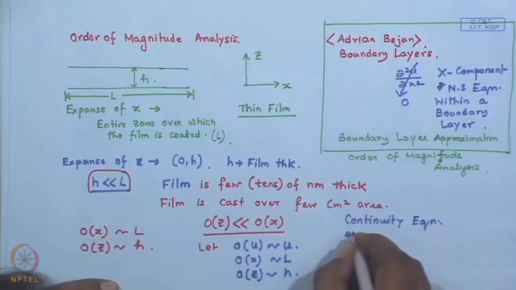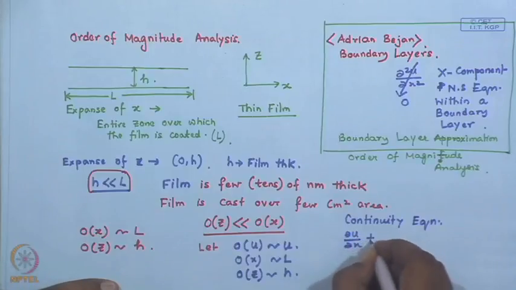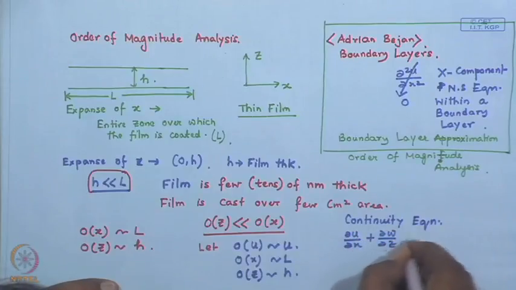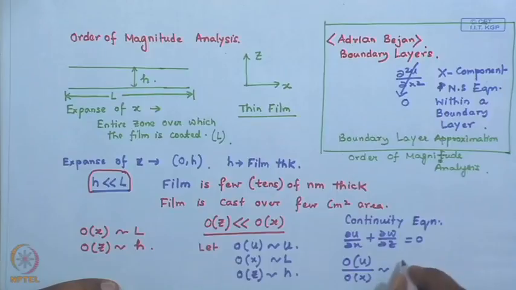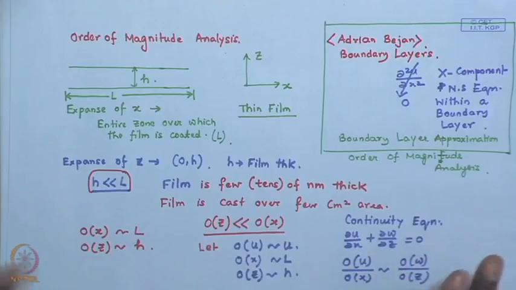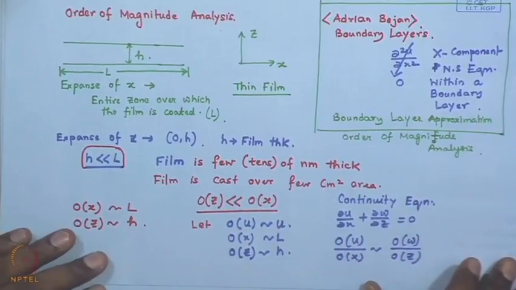which is del u del x plus del w del z is equal to 0, that is order of u by order of x is of the order of w divided by order of z. Do not have to worry about the sign and all that, this is just a qualitative order.